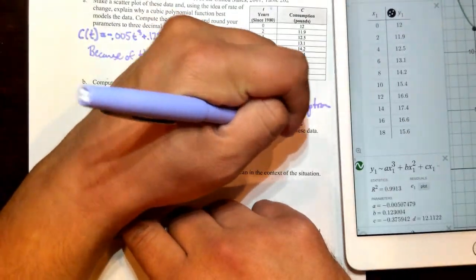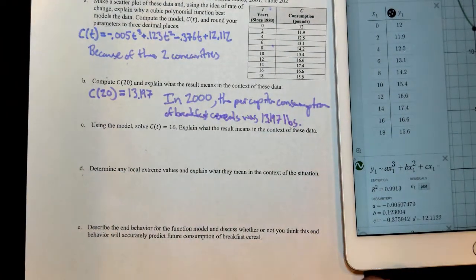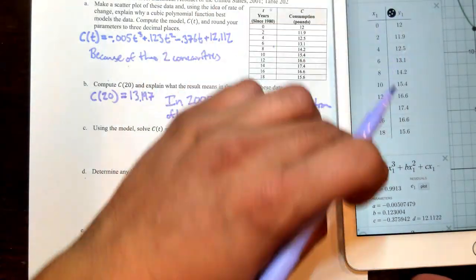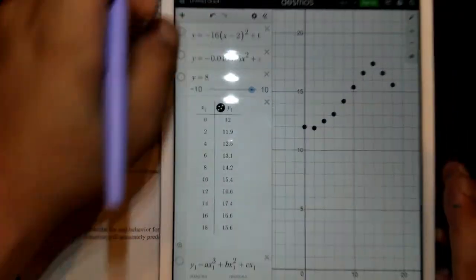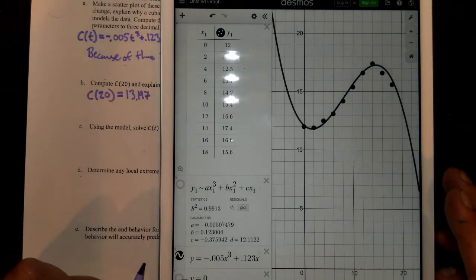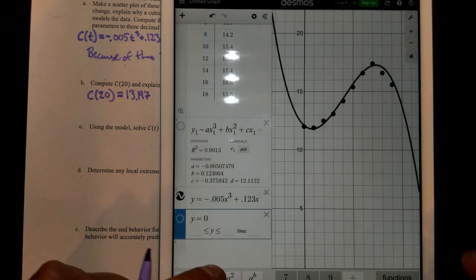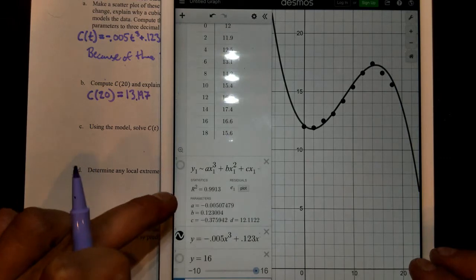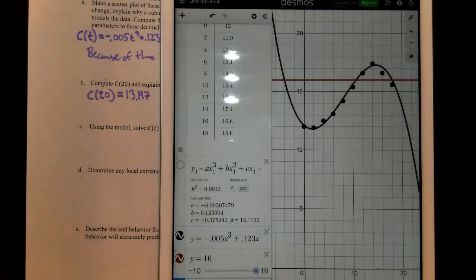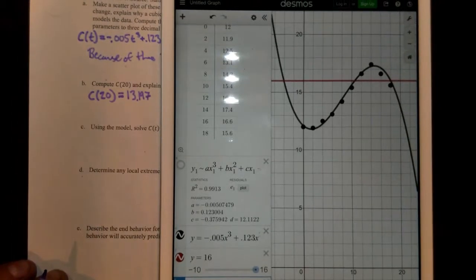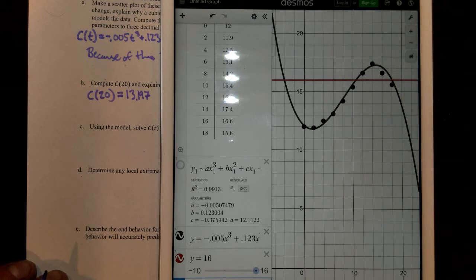13.197 pounds. Okay. And then C, using the model, solve C of t equals 16, explain what the result means in the context of this data. So I took the function as well, and then, let's see, I'll have to do, I guess I deleted it. There we go. So in red we have the equation C of t equals 16, and we want to solve it.